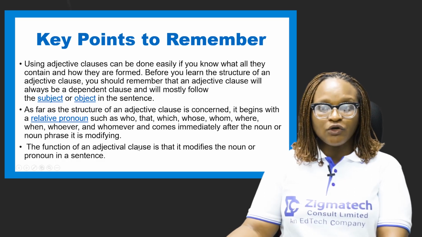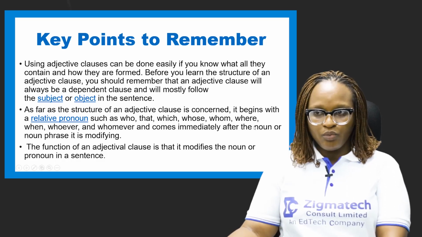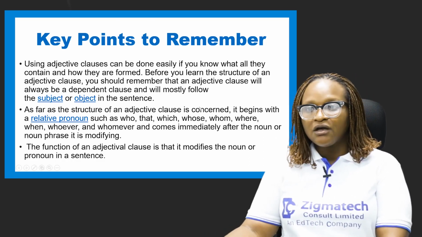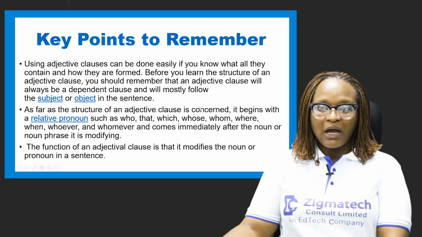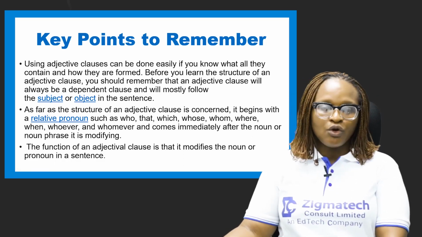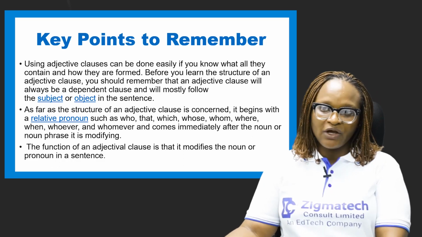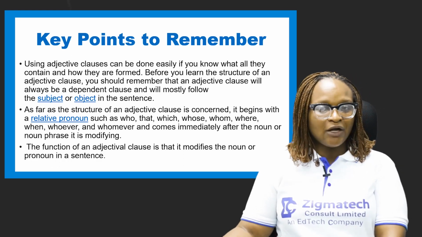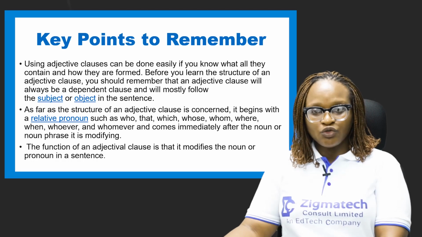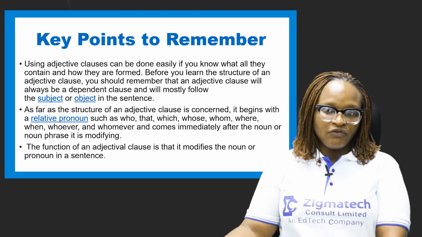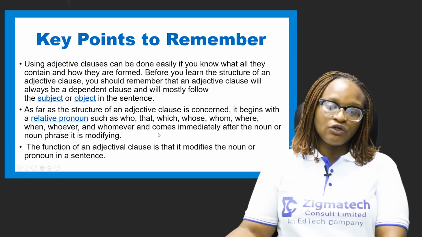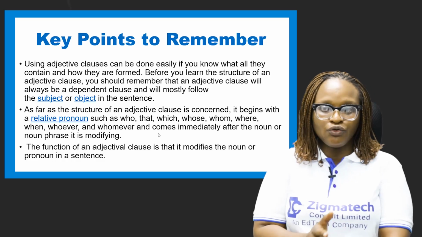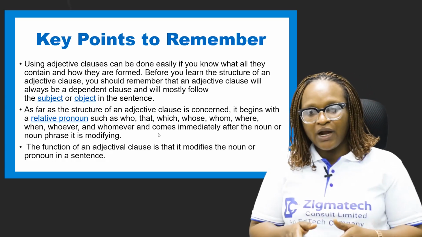Now, the function of an adjectival clause is that it modifies the noun or pronoun in a sentence. That's key. Grammatical names and functions. Adjectival clause is a grammatical name, and you'll definitely be asked what is the function of this adjectival clause. If you have identified a group of words as adjectival clause, the next question that comes in that comprehension passage is that you have to identify the function of the adjectival clause. And for you to identify the function, you have to look out for the noun before the relative pronoun. So if it's a noun, you know that it's describing the noun, but if it's a pronoun, you know it's describing a pronoun.